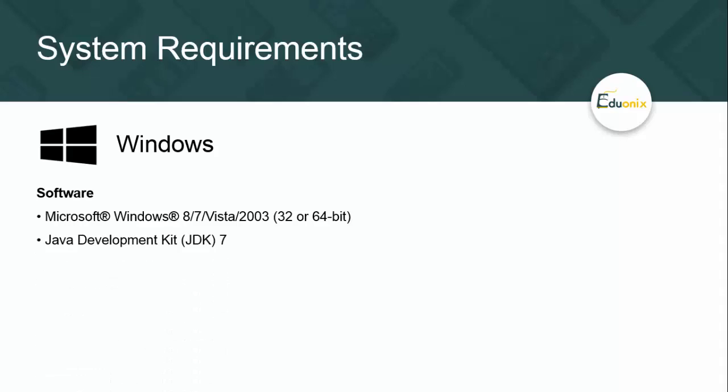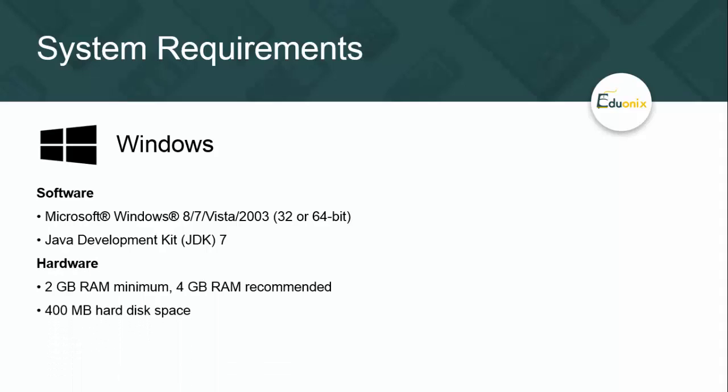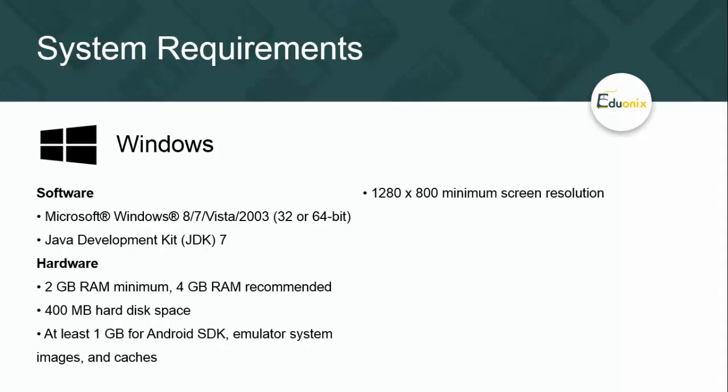You will also need Java Development Kit version 7 installed. For hardware, you will want a minimum of 2 to 4 gigabytes of RAM. More RAM will result in higher performance. The Android application will use 400 megabytes of hard disk space, and the Android SDK will use 1 gigabyte, so a total of 2 gigabytes of disk space will be sufficient. You will need a minimum screen display resolution of 1280 by 800.